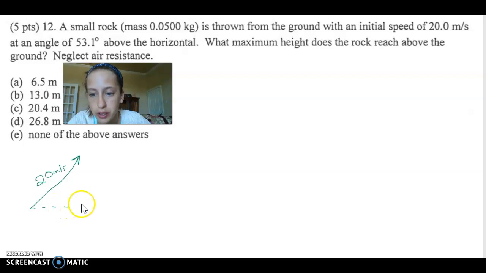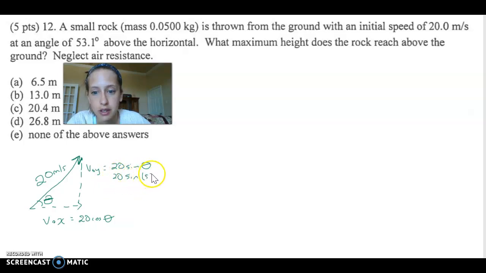That helps no one. We're going to figure out what is that velocity in the x direction and what is that velocity in the y direction. If this is theta, this is opposite that angle, so that's 20 sine theta. And this is adjacent to that angle, so that's 20 cosine theta. So that's 20 times the sine of 53.1. I'm going to be shocked if this is not a whole number.